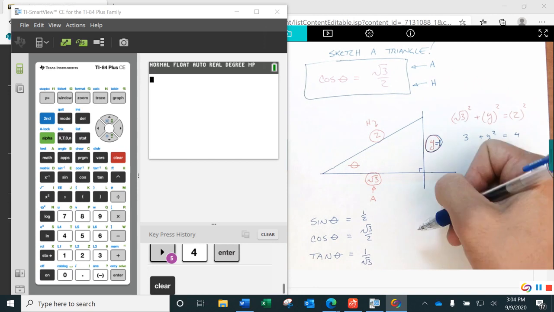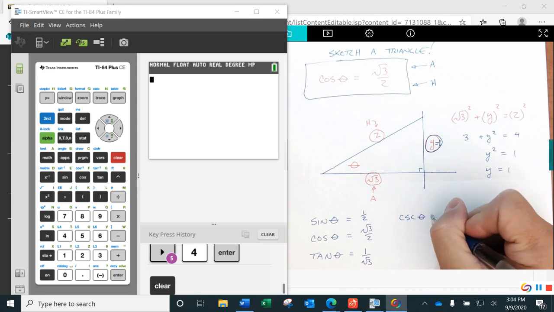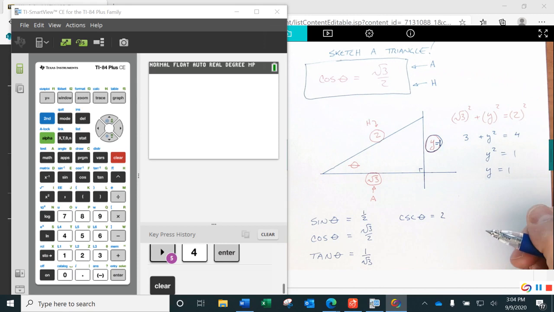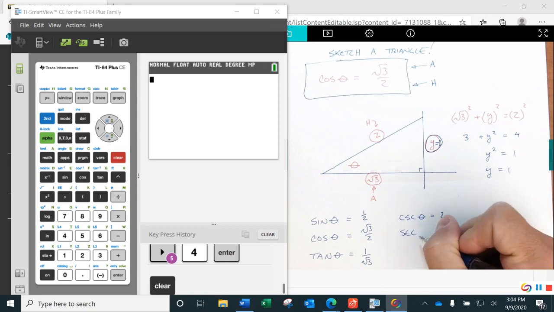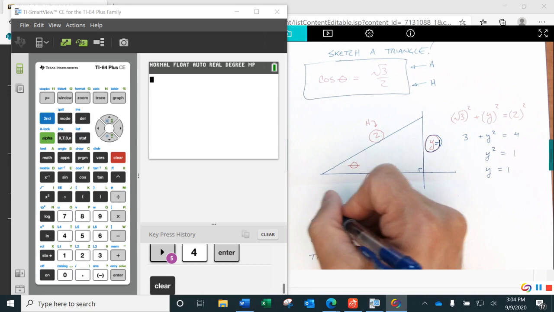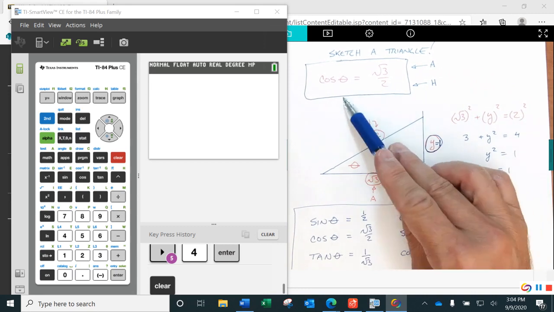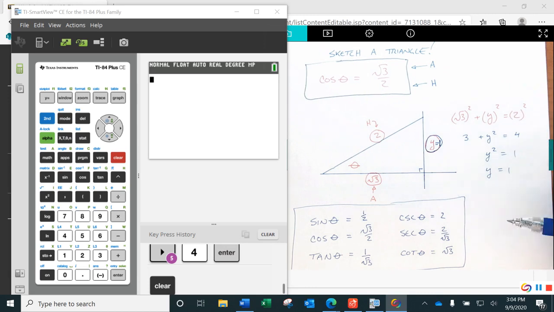Now let's go find our reciprocals. Cosecant of theta is equal to 2 over 1. Secant of theta is equal to 2 over the square root of 3. Cotangent of theta is equal to the square root of 3 over 1. Look at how much information we can get from one little statement, cosine of theta, and now we know all of this other information. So did you figure out that theta yet?